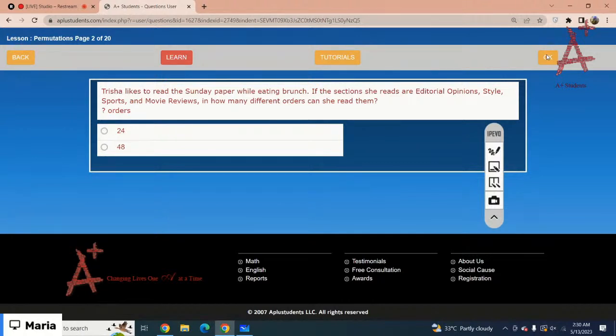Okay, the next one is: Trisha likes to read the Sunday paper while eating brunch. If the sections she reads are editorial opinions, style, sports, and movie review, in how many different orders can she read them?